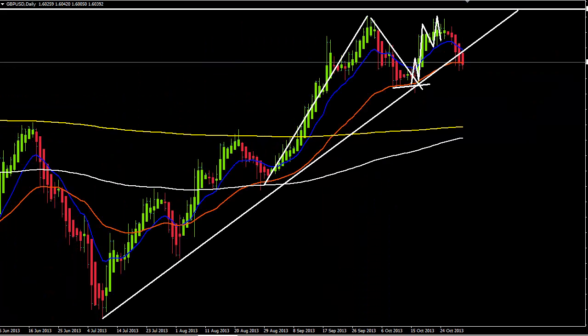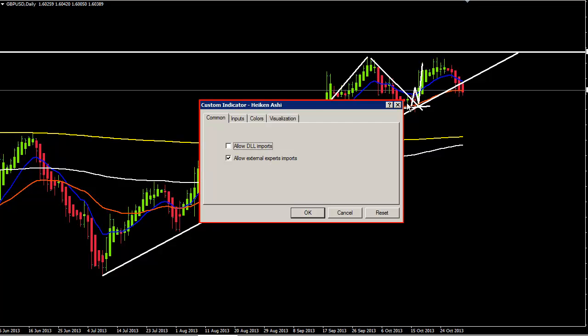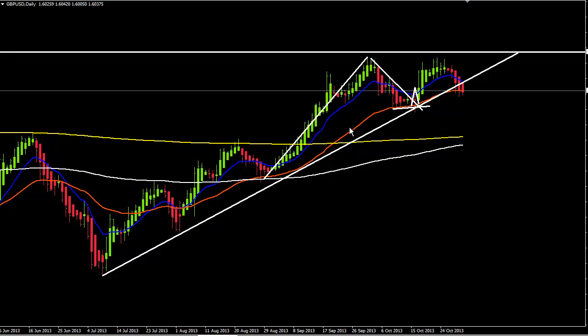GBP US dollar. Cable, as we said, remember yesterday we have all these lines, too much resistance and not worth looking for new setups here right now. It is on support. It did not break the 36. Look, we have 3 daily candles sitting on the 36 EMA. That means we have to wait.